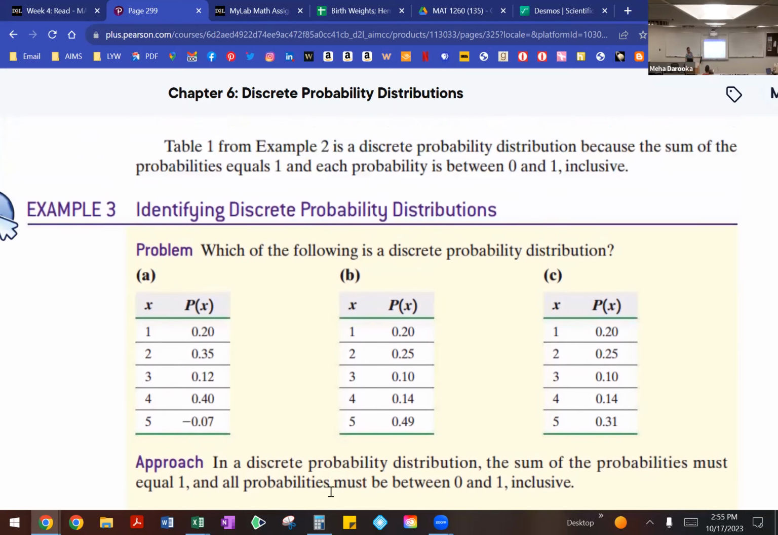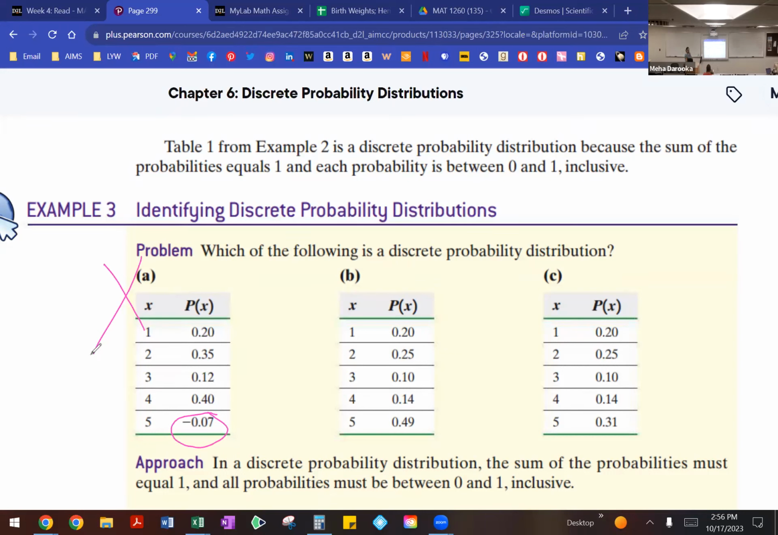Which one is not a discrete probability distribution? And why? And very good. So even before you do the addition, you will see one of our probabilities was negative. So even if that adds up to 1, it doesn't matter. You cannot have a negative probability in there. What about B? All of our probabilities are between 0 and 1, so that part is okay.